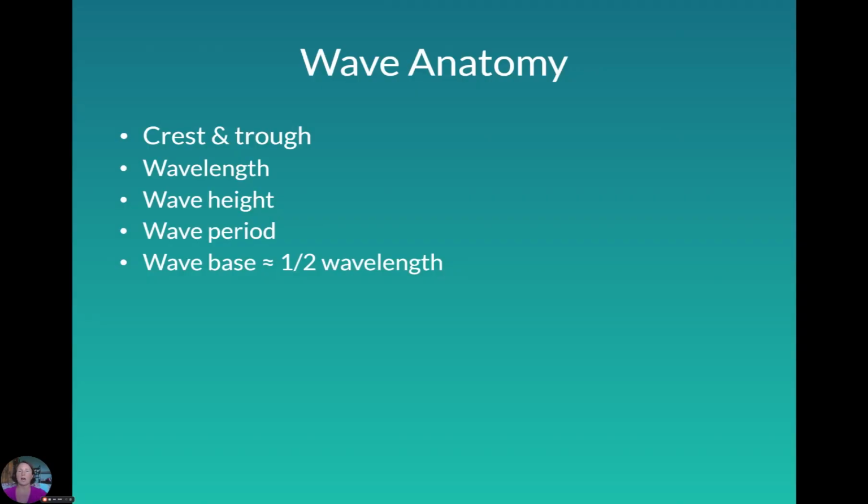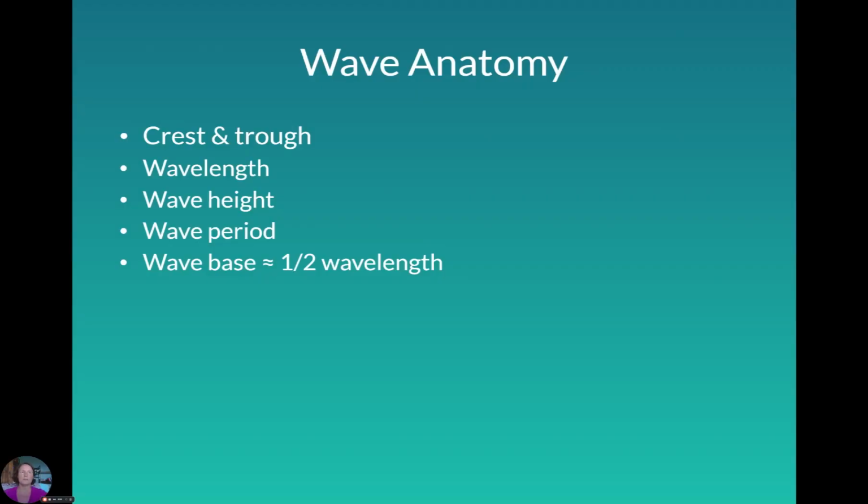So the crest is going to be the high point of a wave, the trough will be the low point of a wave. The wavelength is the distance between wave crests, so essentially the length of one entire wave. The wave height is the difference between the crest and the trough. The wave period is the time it takes for two crests to pass the same point. So essentially one wavelength to pass an entire point. And that's important for wave power.